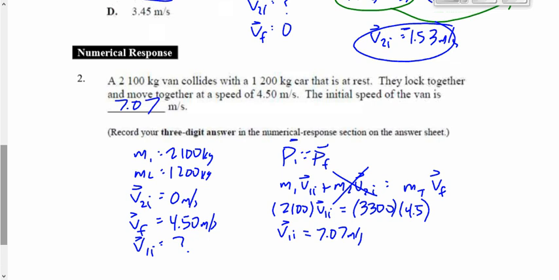It is bigger. For those of you who have trouble with that little alligator greater than, less than thing that you learned in grade 2 or grade 3, 7.07 is bigger than 4.5. Good. And our last one here.